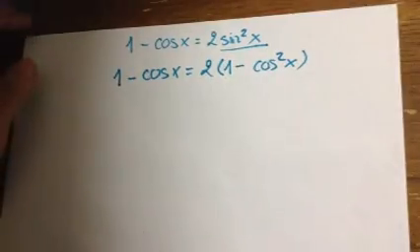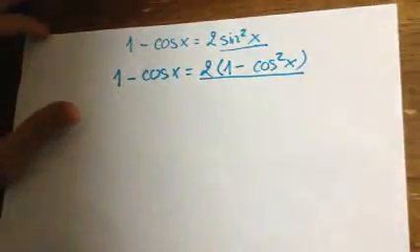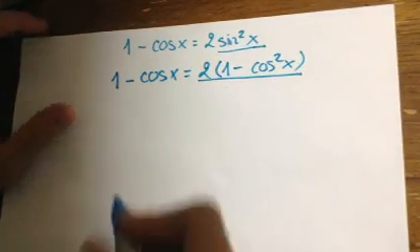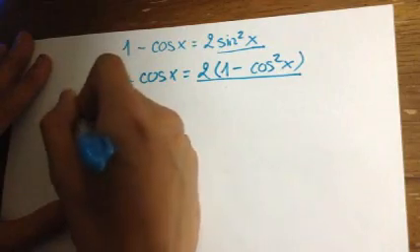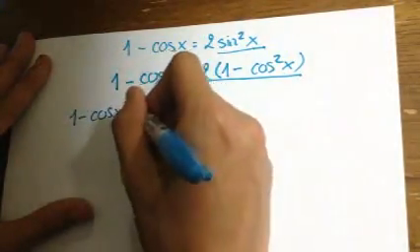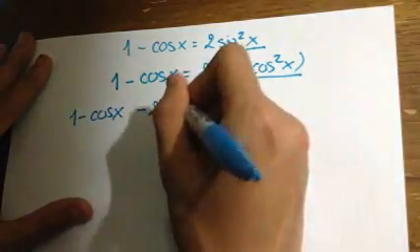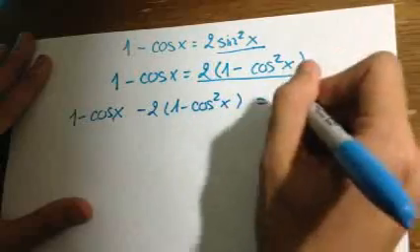Next, we will subtract 2 times 1 minus cosine square of x from both sides. So we have 1 minus cosine of x minus 2 times 1 minus cosine square of x equal to 0.